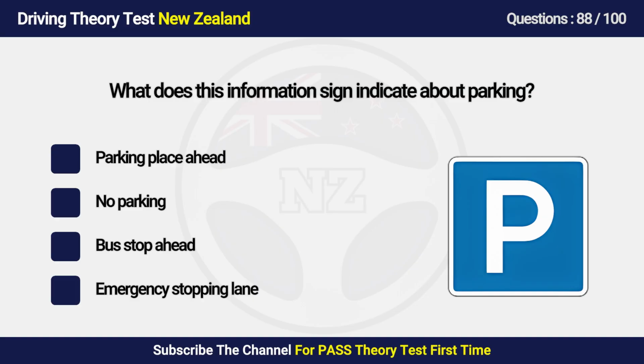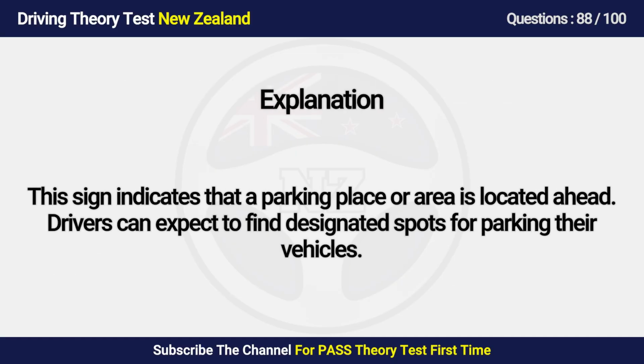A. Parking place ahead. B. No parking. C. Bus stop ahead. D. Emergency stopping lane. Answer is A. Parking place ahead. This sign indicates that a parking place or area is ahead. Drivers can expect to find spots for parking their vehicles.